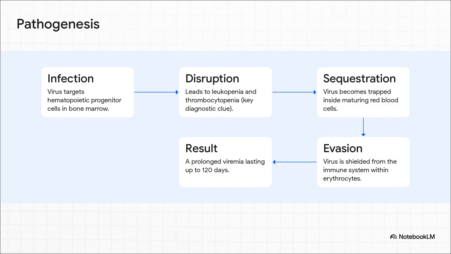So here's the really crucial part. The virus specifically targets hematopoietic cells in the bone marrow. This explains that characteristic drop in white blood cells and platelets that you'll spot on a blood count. But here's the kicker. It then hides inside maturing red blood cells. It's like a perfect hiding spot, shielding it from the immune system. This leads to a remarkably long viremia, and, as we'll see, that has a huge public health consequence.